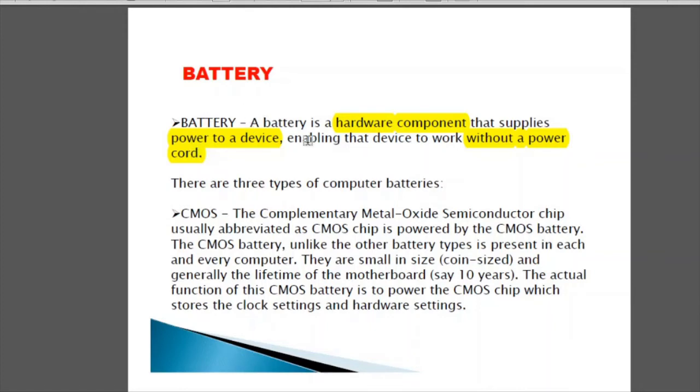This is the definition of a battery which you need to understand, and it can be asked in your exam as well. Now there are 3 types of computer batteries.